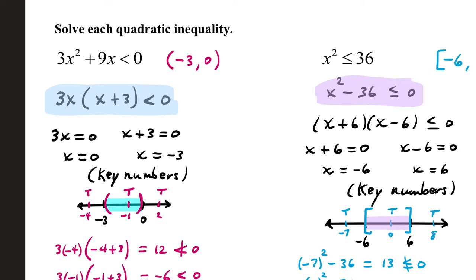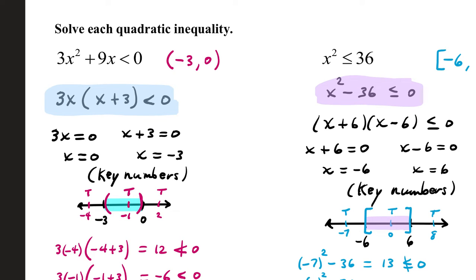In our next step, we're going to identify key numbers, and these will be the cutoff numbers for our open intervals, for which some will contain the answers to the problem and others will not. Our first factor, 3x, when we set it equal to 0 and solve, we get x equals 0. When x plus 3, the other factor, is set equal to 0 and we solve, we get x equals negative 3. Sketch a number line and plot your key numbers on it.